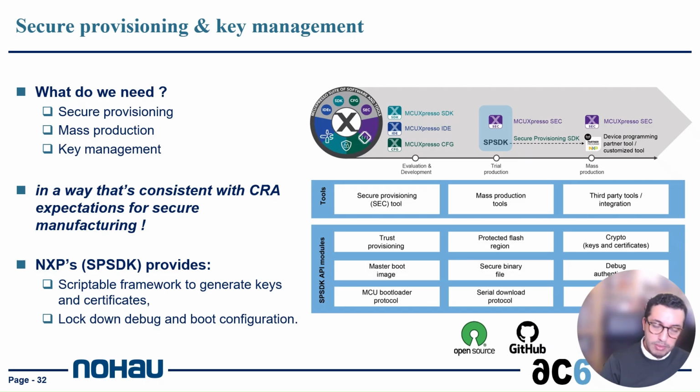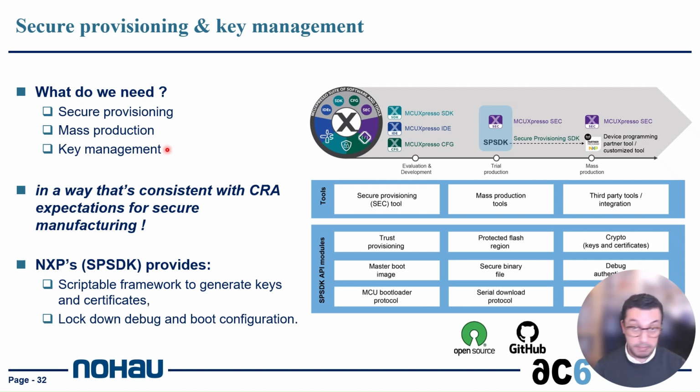Once we move from the proof of concept to real production, we suddenly need three things. We need secure provisioning, we need mass production, and we need proper key management. For example, there are a lot of questions to talk about here. Let me take you to one. Do you use one key? Of course, we don't do that. What is the best thing to have?